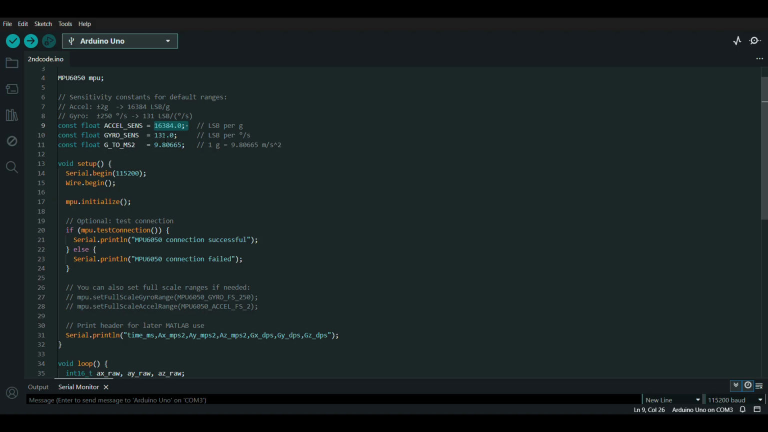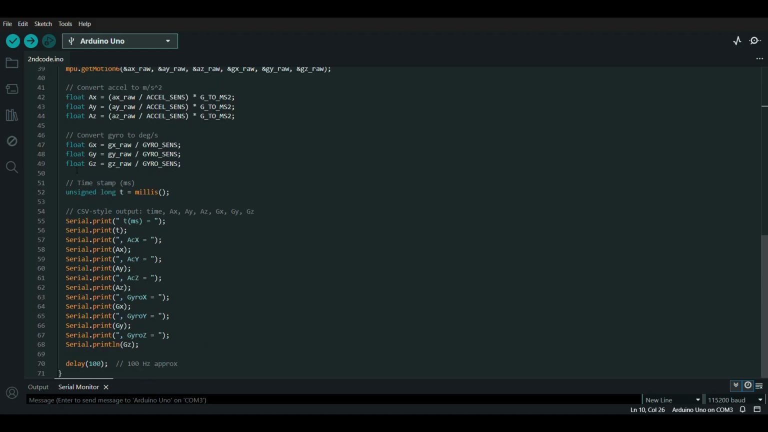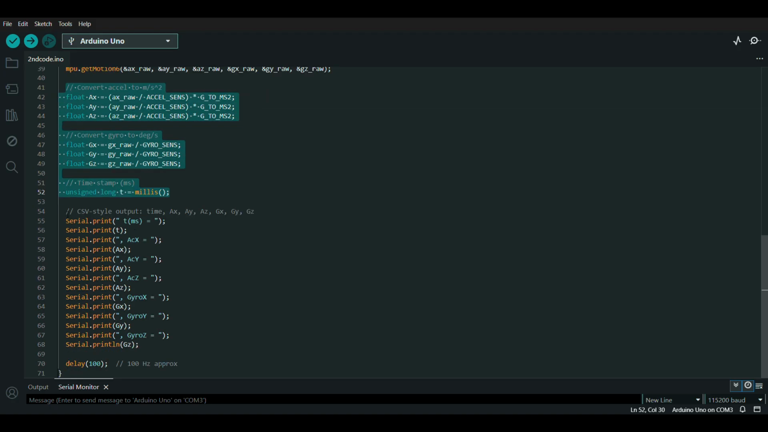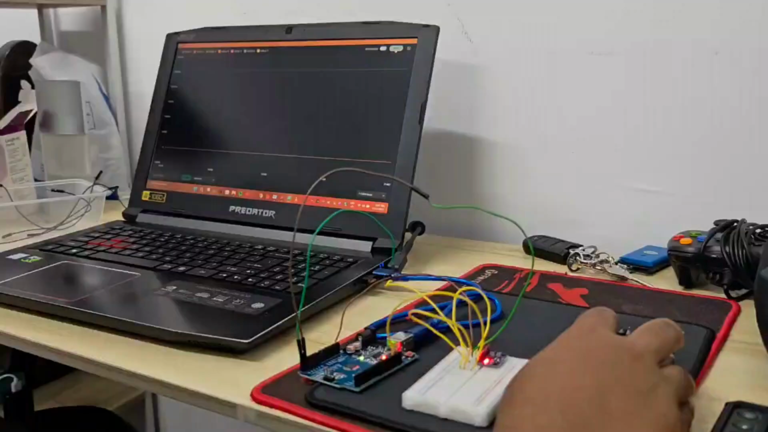meters per second squared using the sensitivity constant of 16,384 least significant bits per gravity, and converts the gyroscope values into degrees per second using 131 least significant bits for every 1 degree per second of rotation. Finally, the program prints the values in a label format: ACX, ACY, ACZ, Gyro X, Gyro Y, and Gyro Z. After the microcontroller runs the uploaded MPU6050 program, it shows live acceleration and gyroscope readings streaming over the UART interface.